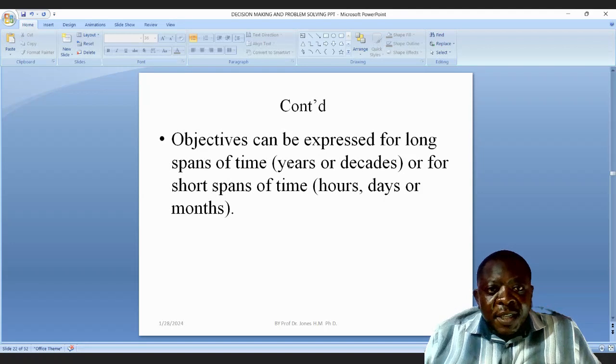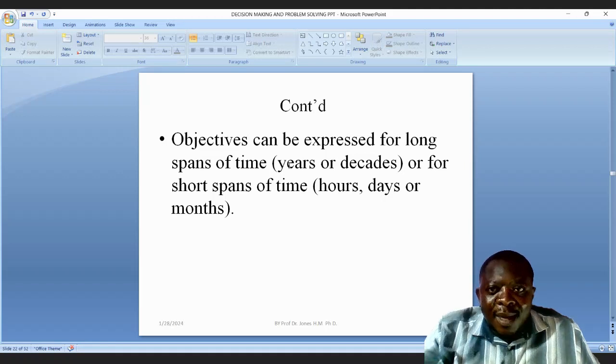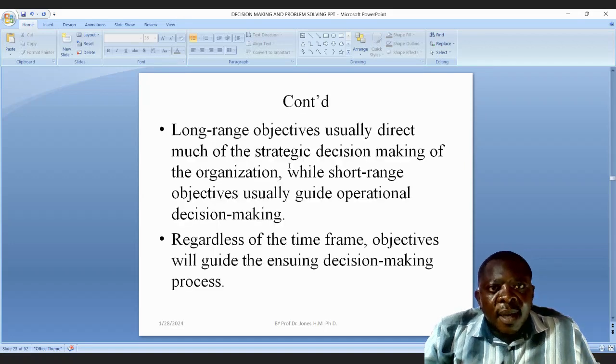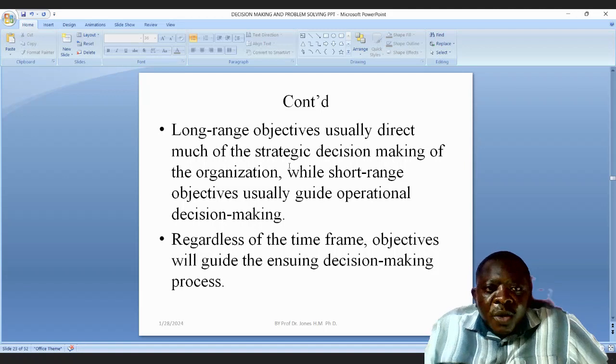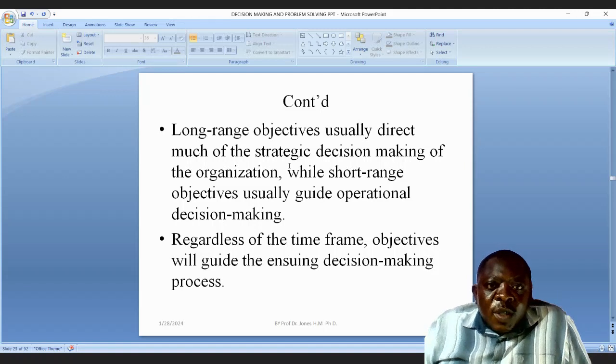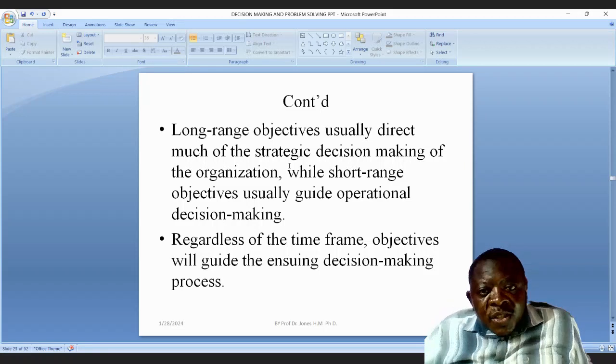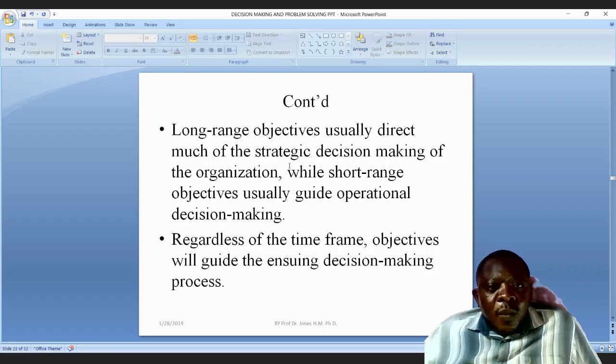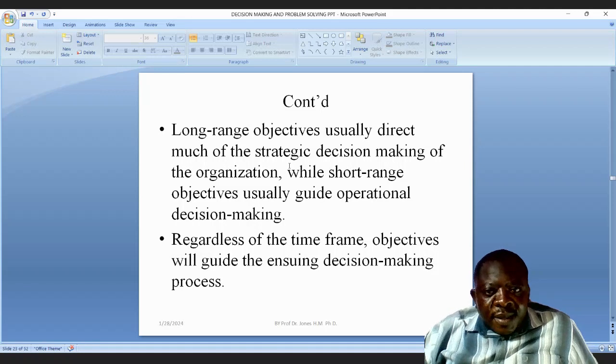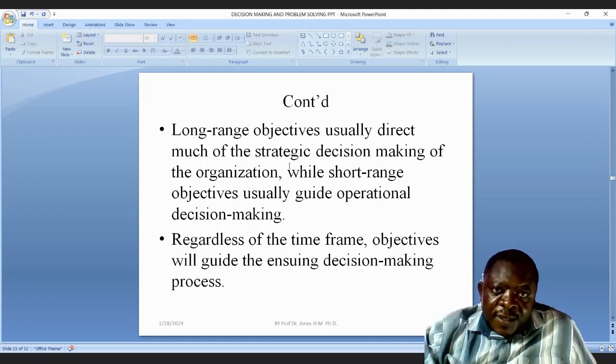Objectives can be expressed for long spans of time, that is, years or decades, or for short spans of time, which can be hours, days, or months. Long range objectives usually direct much of the strategic decision making of the organization, while short range objectives usually guide operational decision making. Regardless of the time frame, objectives will guide the ensuing decision-making process.